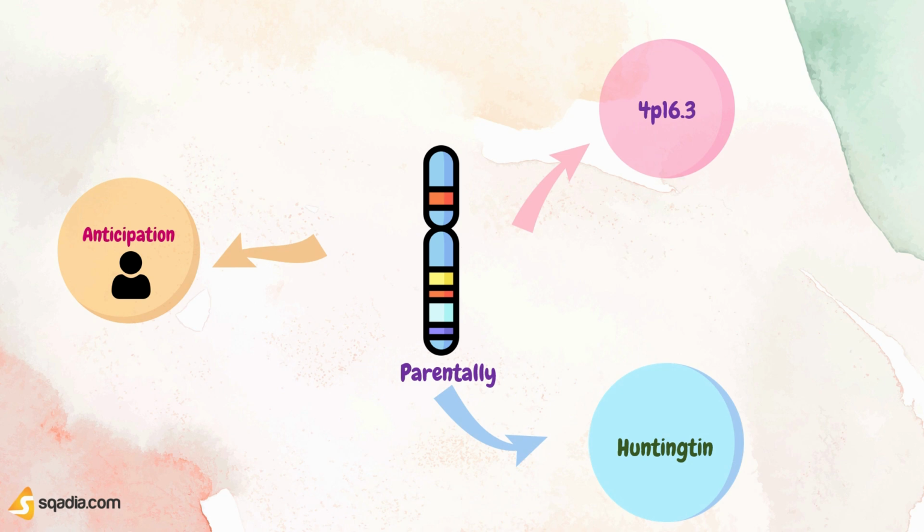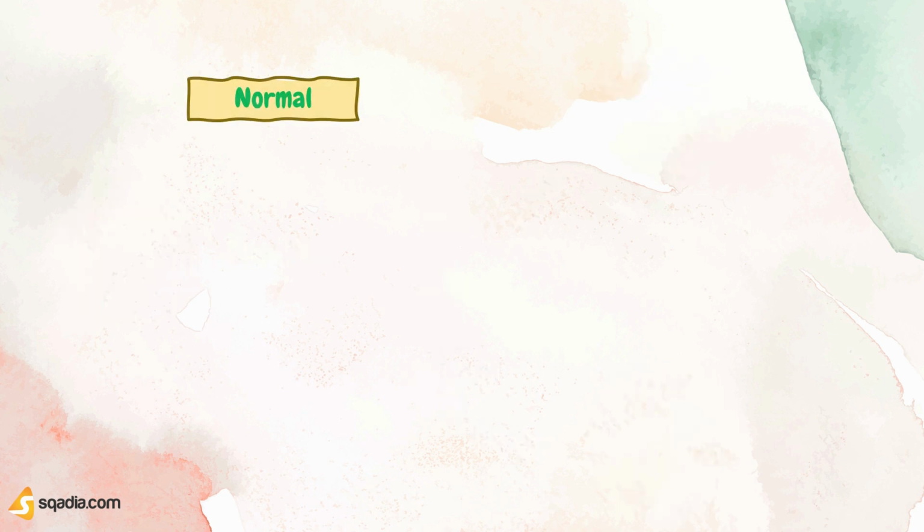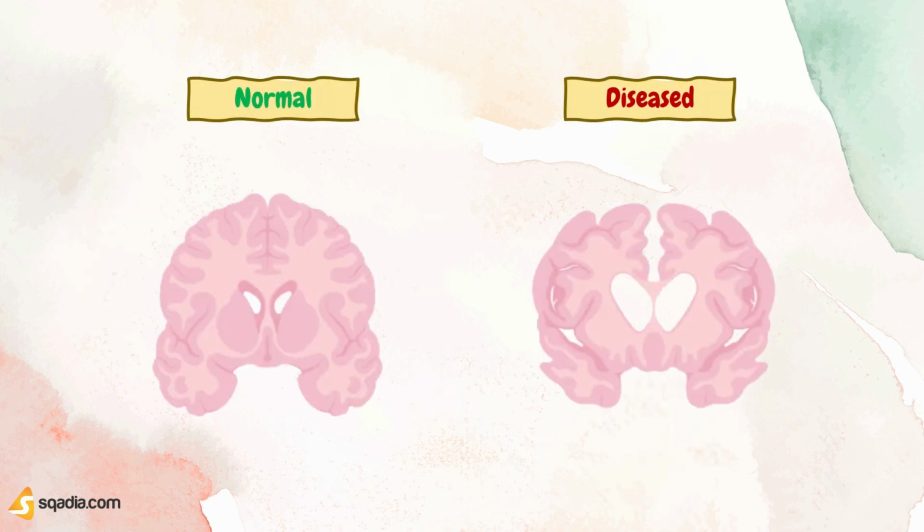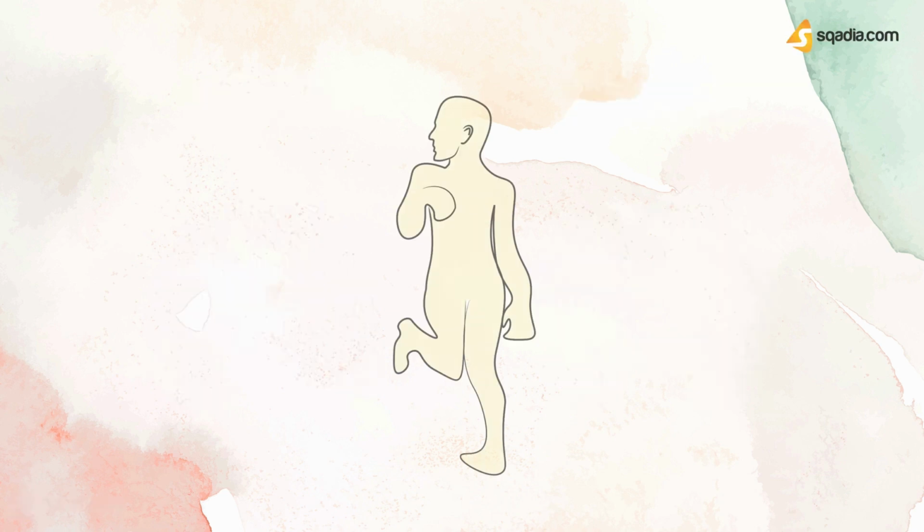Now let's compare a normal brain and the brain of a patient suffering from Huntington's chorea. A normal brain has normal-sized ventricles, but the Huntington's chorea brain has enlarged ventricles. Now let's discuss features of Huntington's chorea. These are slowly progressive neuronal death and characteristic choreic movements. Chorea is an abnormal involuntary movement disorder.